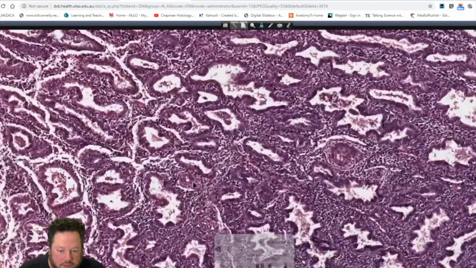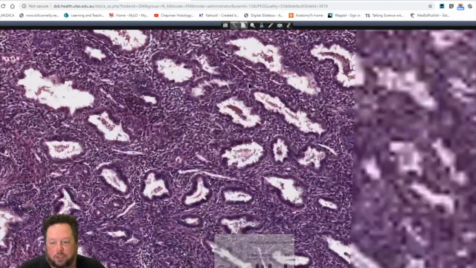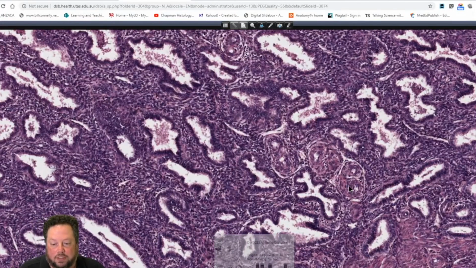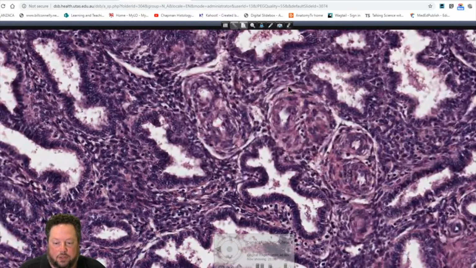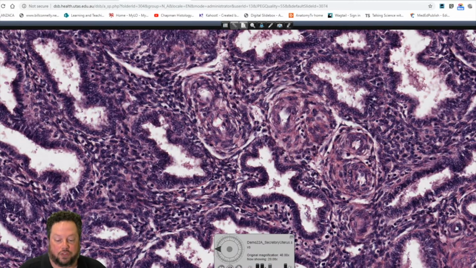You can see there's another one here as well. So yeah, if you zoom along, you can often see these spiral arterioles a lot easier. Oh, look at these. How nice are these? So again, multiple sections of that same arteriole, indicating that it's actually spiraling its way towards the surface there.